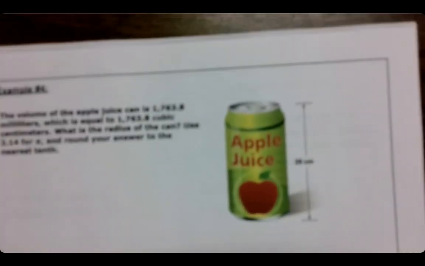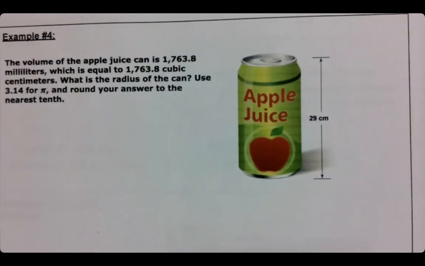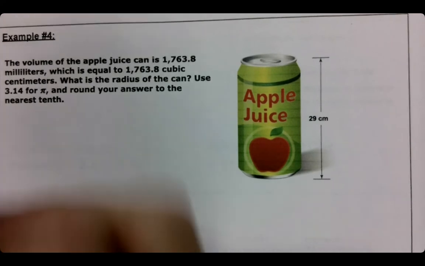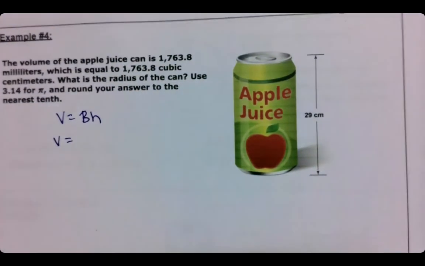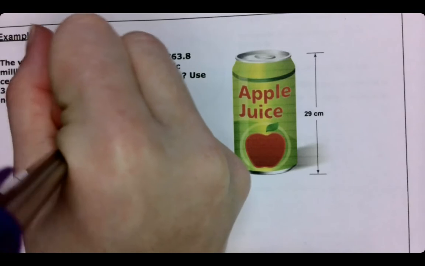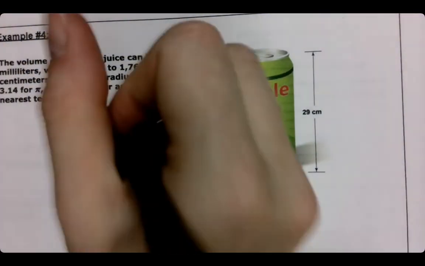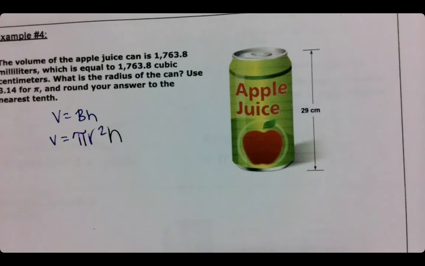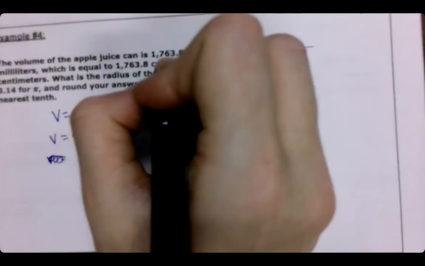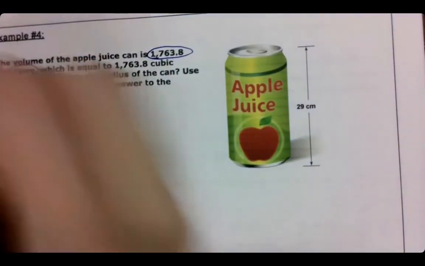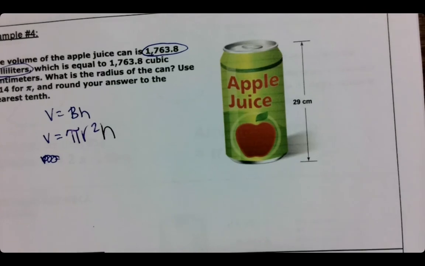So for the last two, we're going to try to get through this one quick here. All right. The volume of apple juice can is that. So we have volume equals area of base times height. Volume equals pi r squared times the height. So we have volume equals, we know what volume is. So this is our volume, right? Which is equal to that. It's the same number.